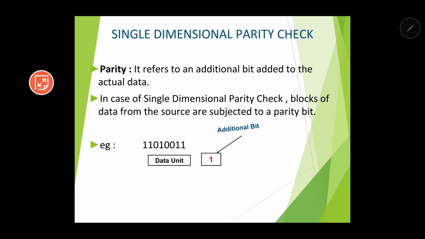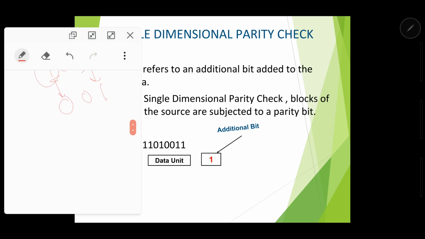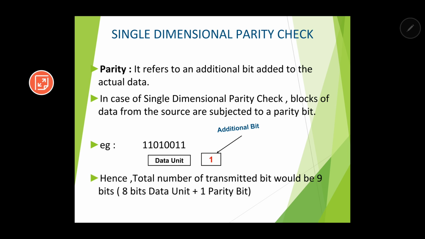So if along with the actual data we are adding an extra bit, it is known as the parity. For example, if the data to be sent is 1001, and we are sending it as 1001 and adding an extra 0, we say this 0 to be the parity. Instead of 0 we may add 1 also, then also it will be known as parity only. So the total number of transmitted bits will be 9 bits. 8 bits are the original data and 1 bit is the additional parity bit.